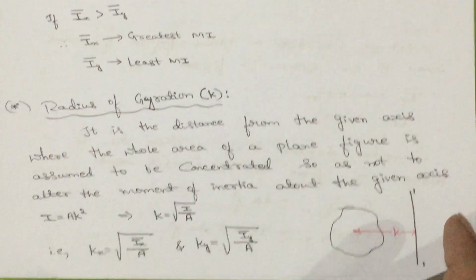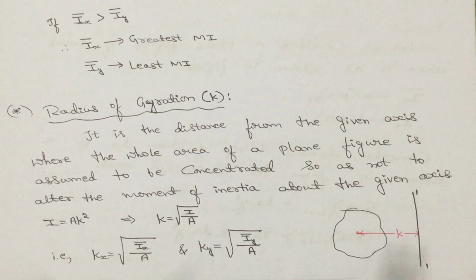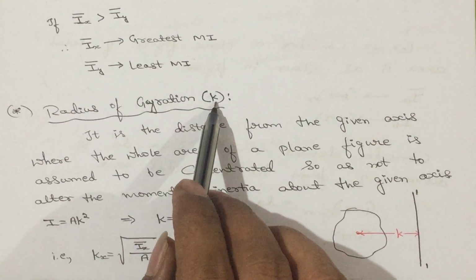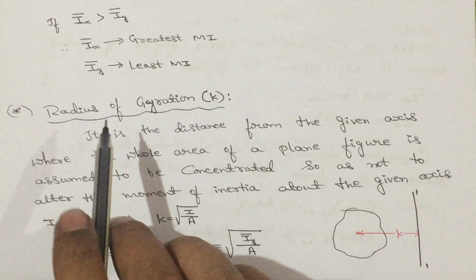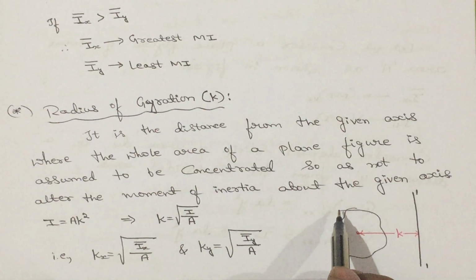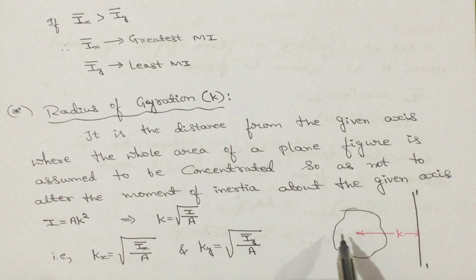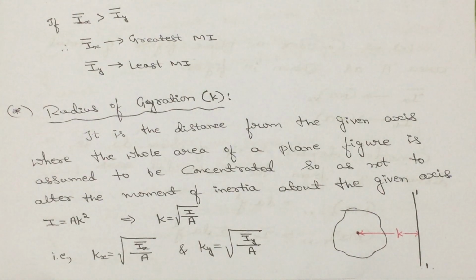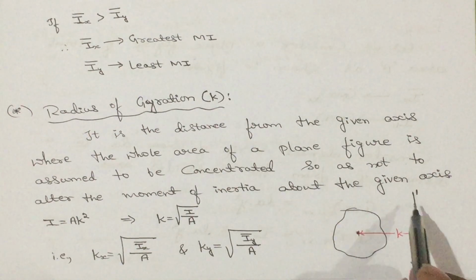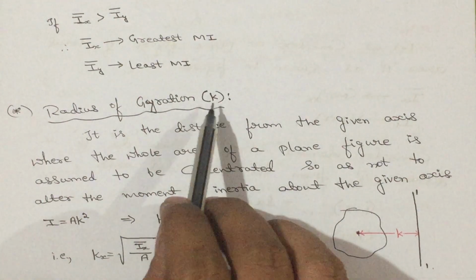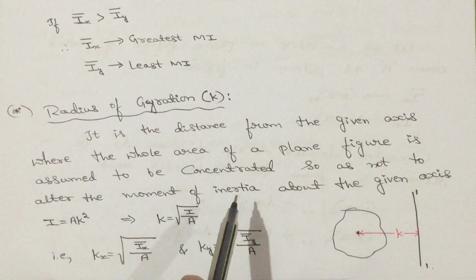That's all. Then we come to the radius of gyration, which is indicated by k. What do you mean by radius of gyration? Radius is a dimension actually. In simple words, consider a regular or irregular figure. The centroid will be somewhere here. This is the given reference axis, which I am going to call 1-1. The perpendicular distance of this centroid from the given reference axis, I am going to call k. That is the radius of gyration.